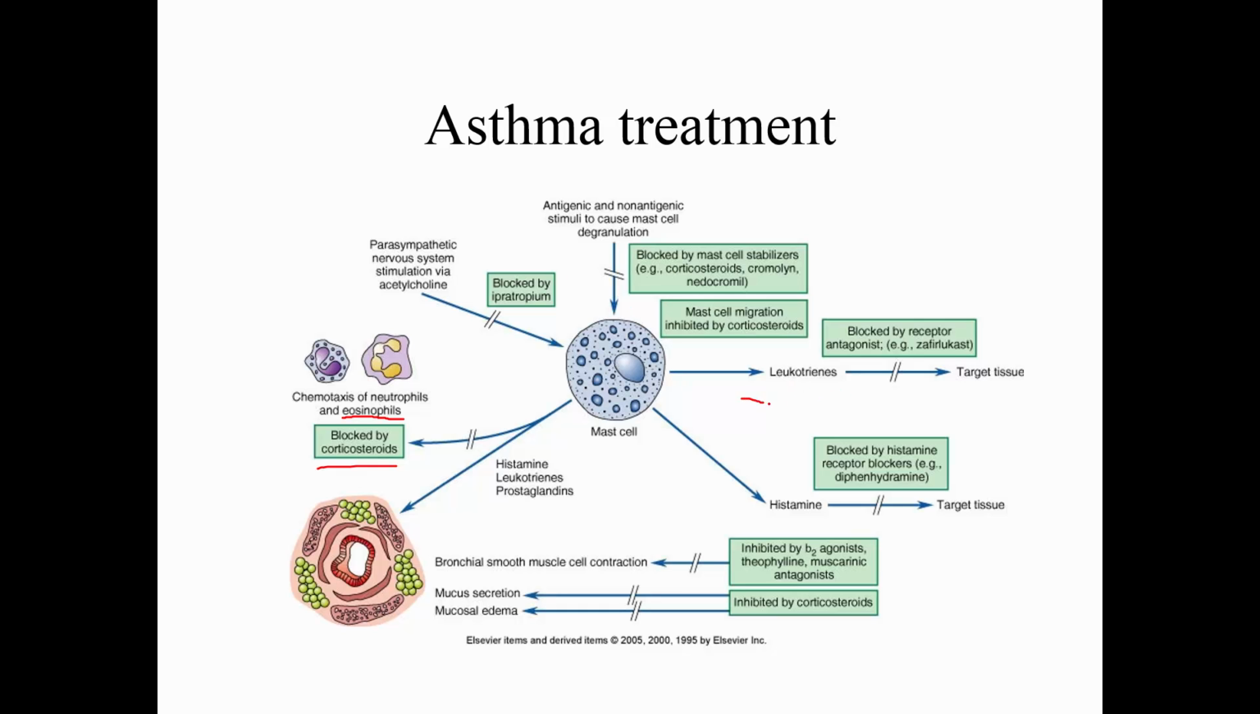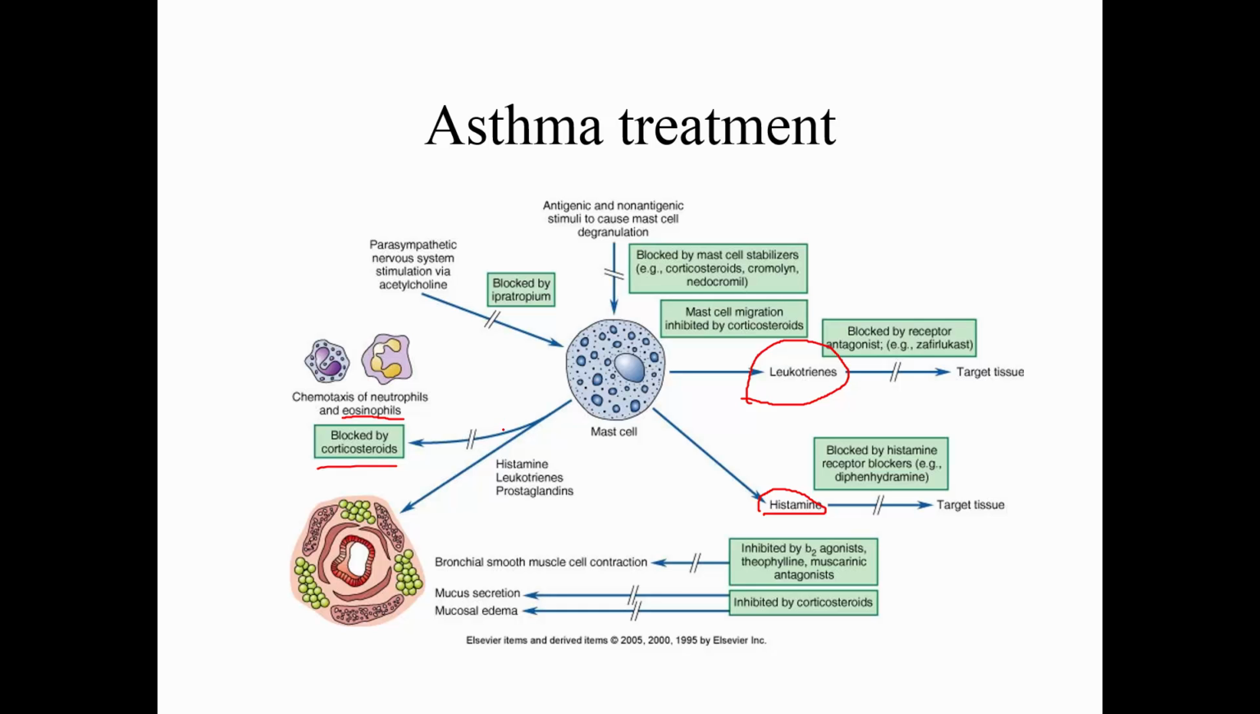There is a category of what we call eicosanoids. These are lipid derivatives. And leukotriene inhibitors are a fairly new category of drug that's used. Histamine blockers are used to again block the allergic reaction.